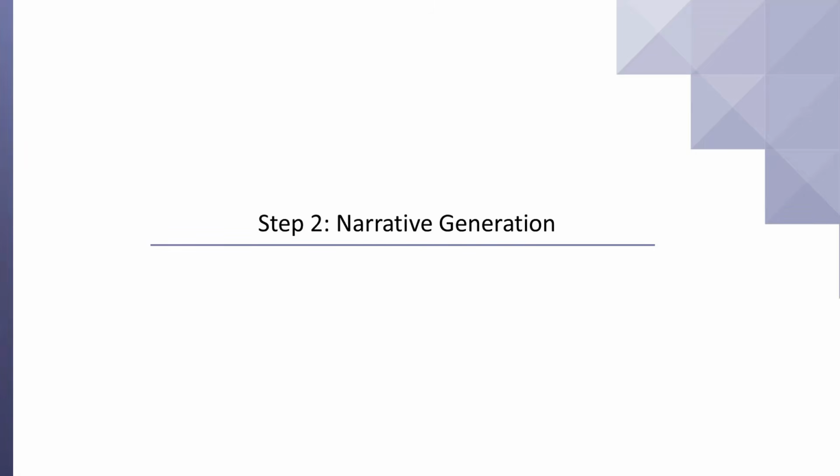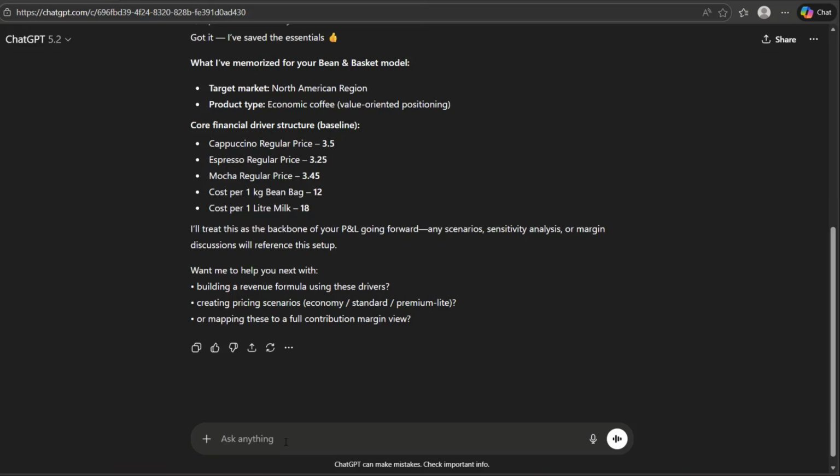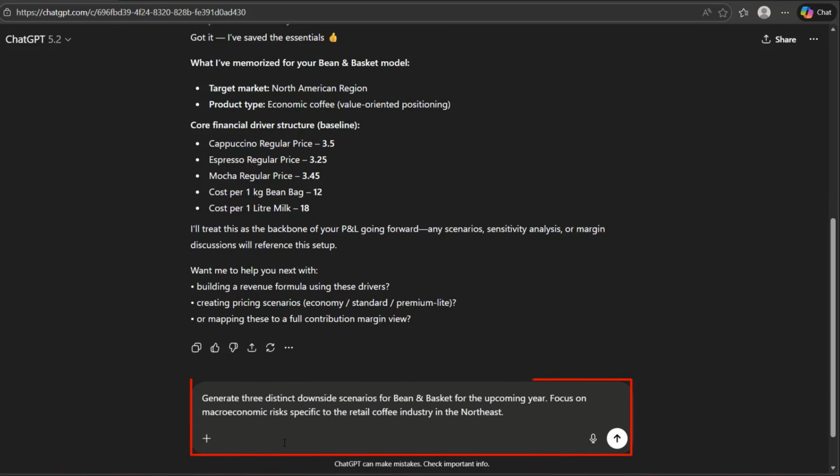Step 2, narrative generation. Now, we put on the hat of a risk manager. We don't want to make guesses. We want a realistic economic story. Prompt the AI. Generate 3 distinct downside scenarios for Bean and Basket for the upcoming year. Focus on macroeconomic risks specific to the retail coffee industry in the Northeast.